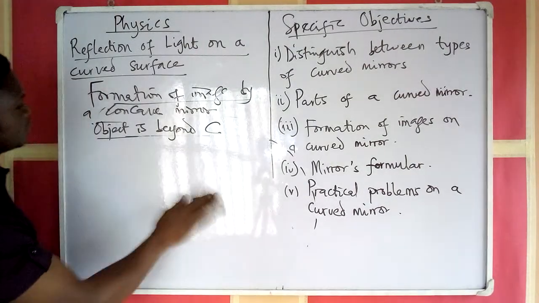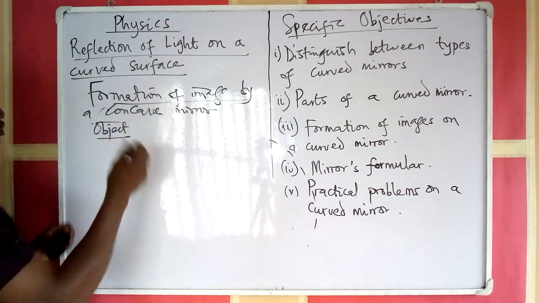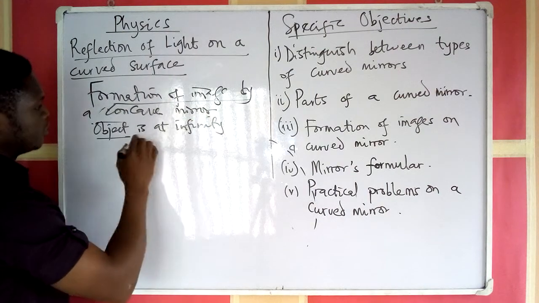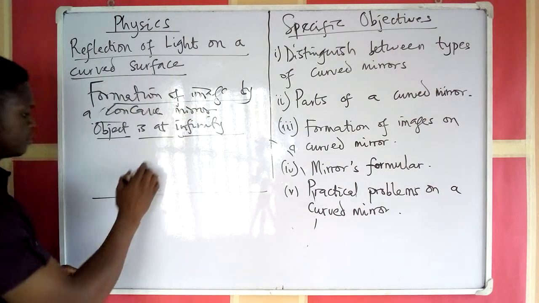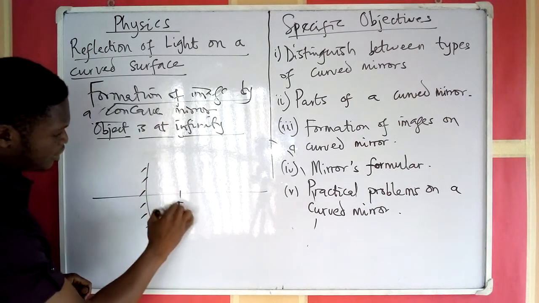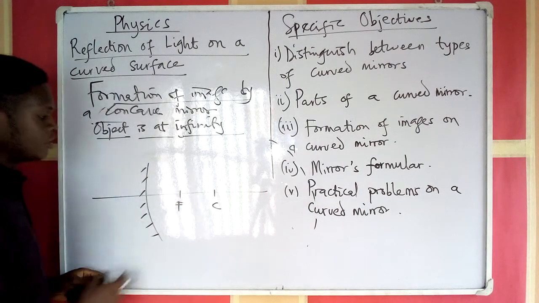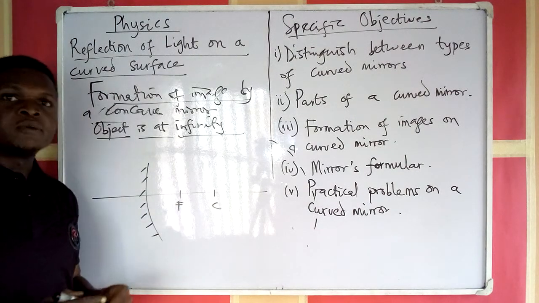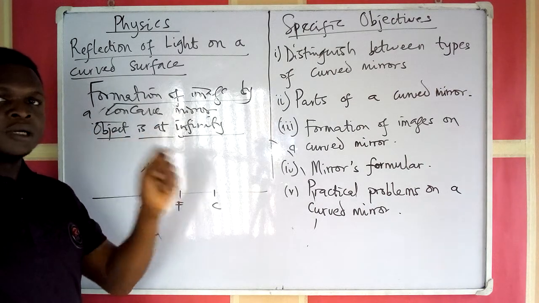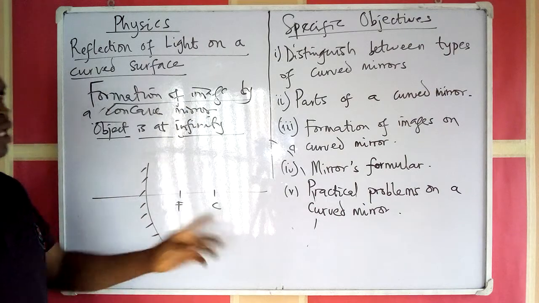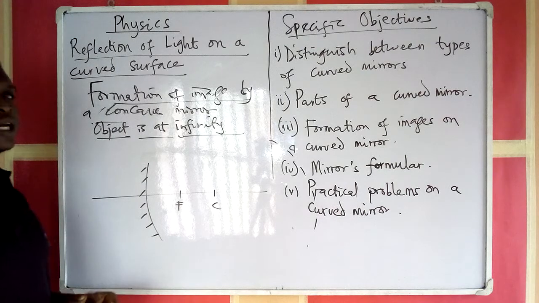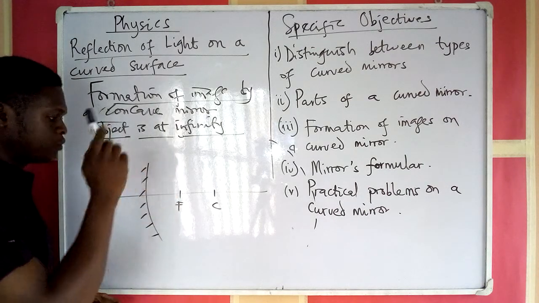Alright. Taking down the last one, that is when the object is at infinity. These are F and these are C. Now in physics, whenever the object is coming from infinity, we use parallel rays of light, because we cannot locate infinity on this board. So we use parallel rays of light to do that. And if we are doing that, remember that the ray must pass through the principal focus and the center of curvature.